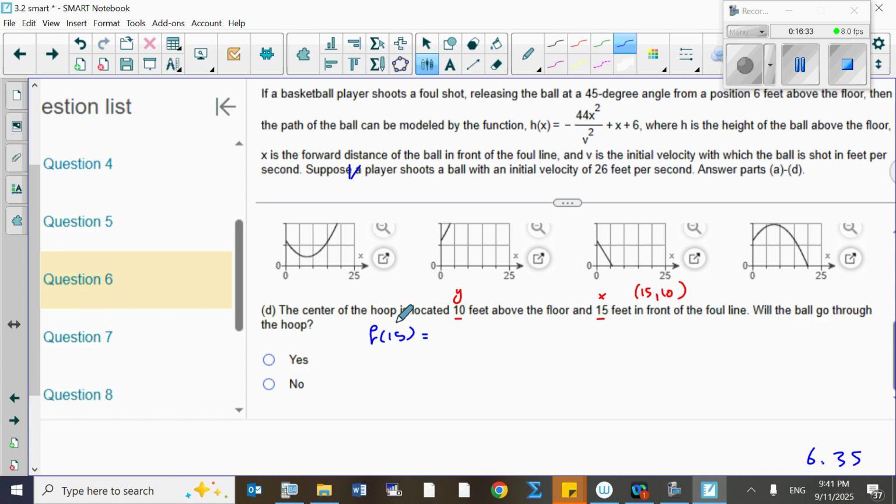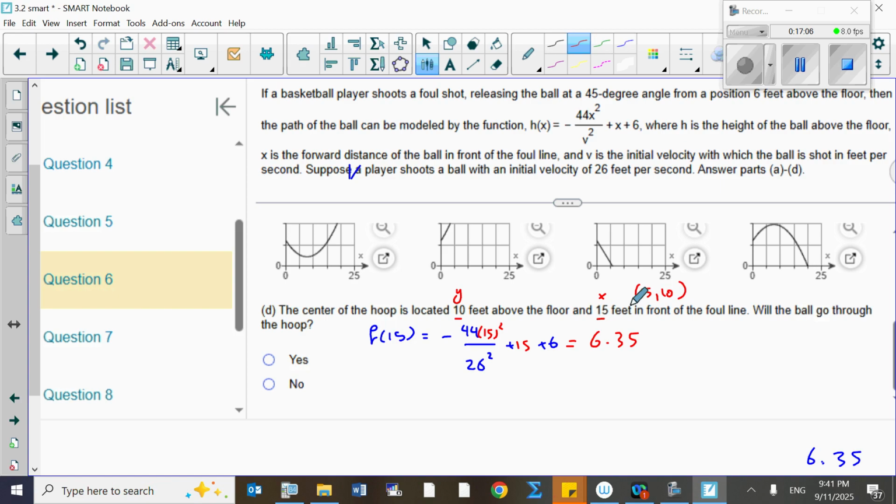I'm going to find f of 15 and see if it's equal to 10 or not. So just plug in 15 for x here, negative 44x squared over 26 squared plus x plus 6. And wherever I have x, I'm going to replace that with 15. So here I will have times 15 squared and a 15 here. When you calculate all this, it's going to be equal to 6.35.